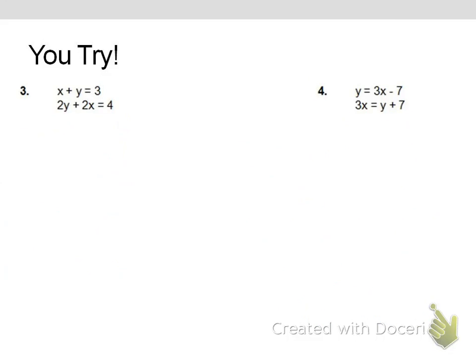Let's look at number 3. Before I can even do any substitution, what do I have to do?